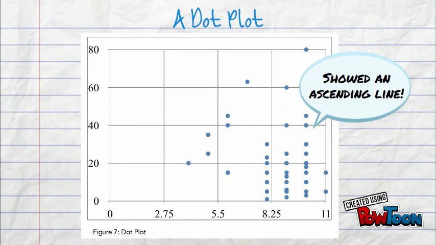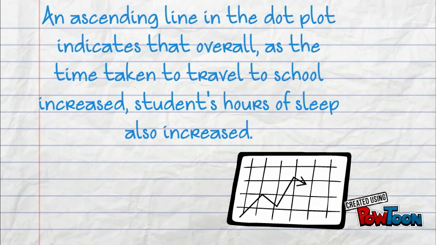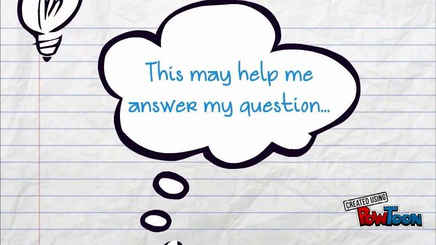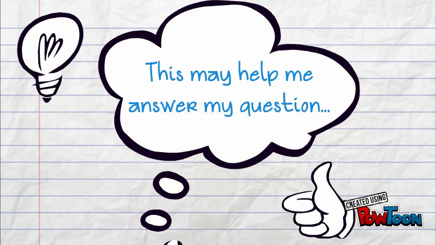The x-axis, the line along the bottom, represents the hours of sleep students get, and the y-axis, the vertical line on the left, represents the time it takes to get to school in minutes. An ascending line in the dot plot indicates the overall trend. As the time taken to travel to school increased, students' hours of sleep also increased. This may help me answer my question.